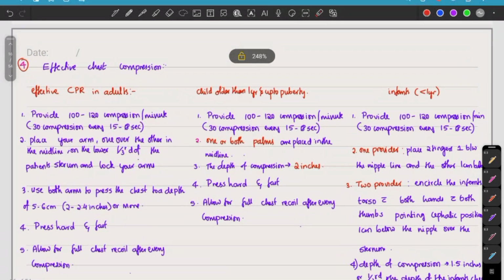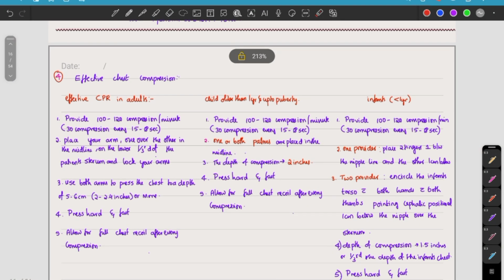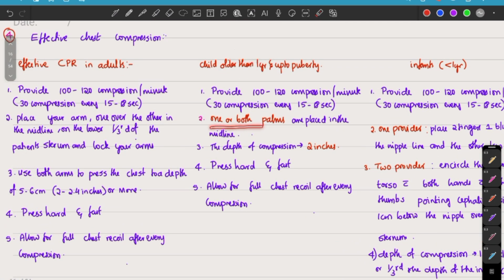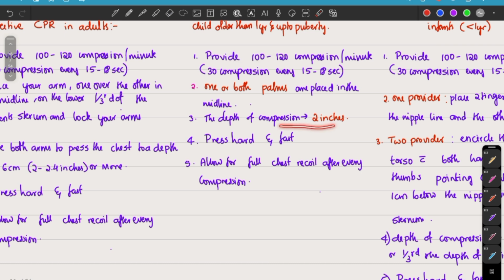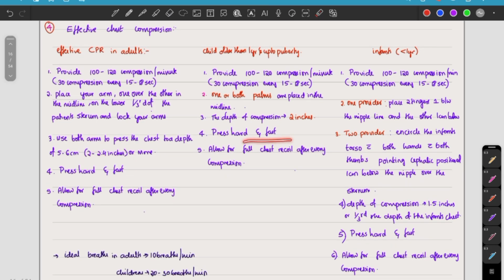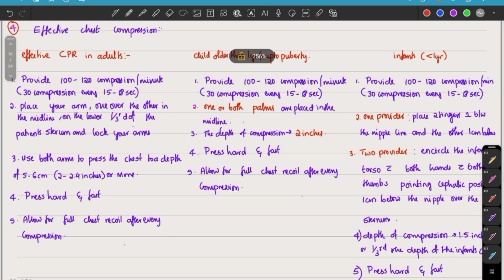Let's see the others also. In a child, the same: provide 100 to 120 compressions, correct. In infants also, that is correct. But you place one or both palms in the midline. The depth of compression is 2 inches, that is 5 to 6 centimeter. Press hard and fast. Allow full chest recoil. Here the only difference is one or both palms are placed in the midline.